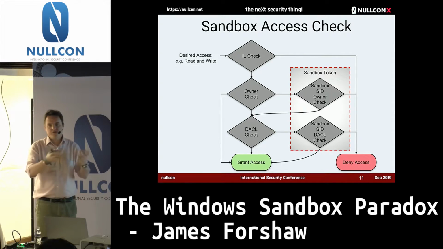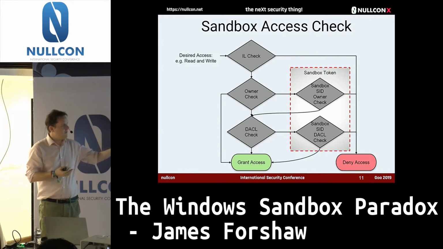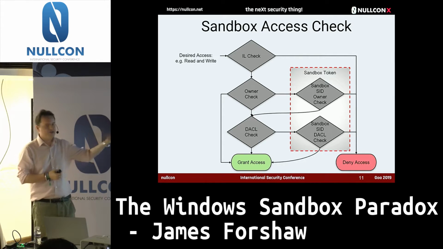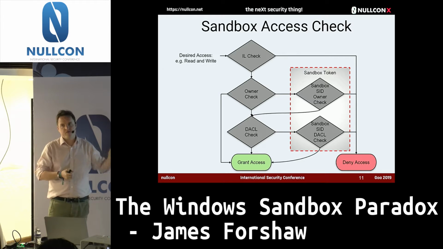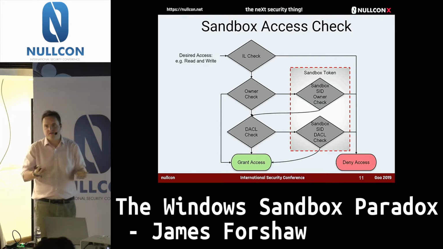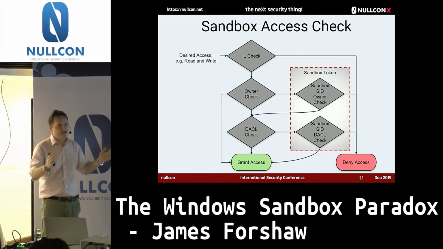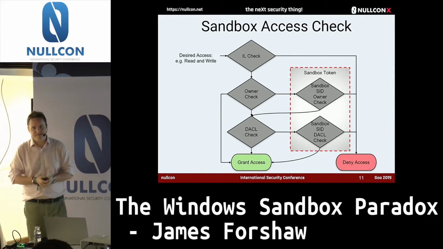And if those two checks don't match, so if your normal check says, yes, you got read write, but the second check just says, no, you've only got read, then you go to deny access because it goes, well, you can't actually get read write because your secondary check failed. And that's basically how sandboxes work on Windows at a very, very high level.